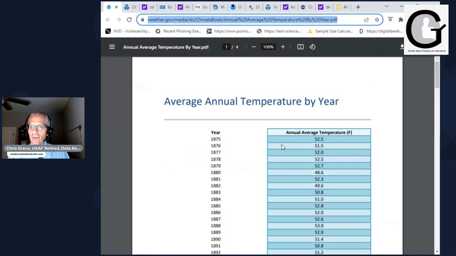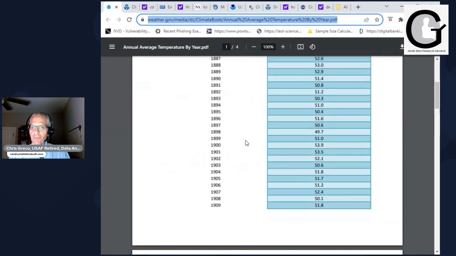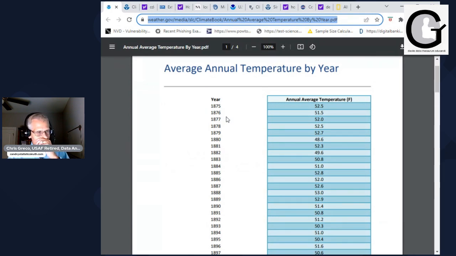So all these areas, right? Average. This is in the United States, by the way. So all these are from 1875. Now we have to sit back and go, okay, was the definition of temperature the same in 1875 as it is today? Was the average annual temperature in 1875 the same as it is today over the United States?